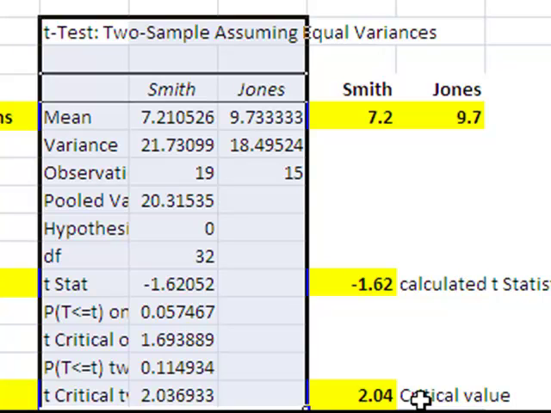The null hypothesis says there is no difference between the number of fish caught by Smith and Jones, so Jones claiming to be the best fisherman doesn't hold water, no pun intended.